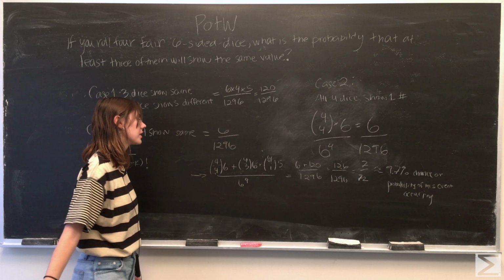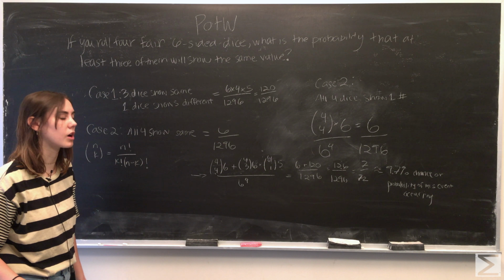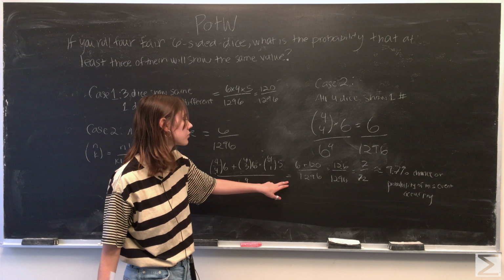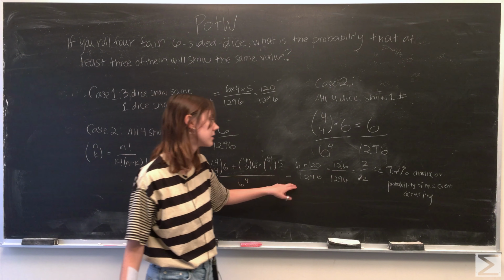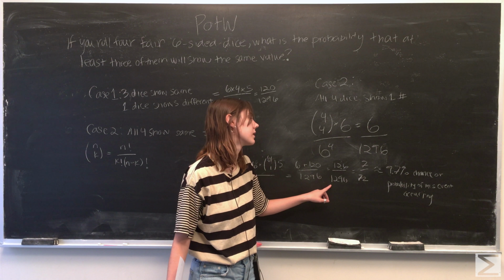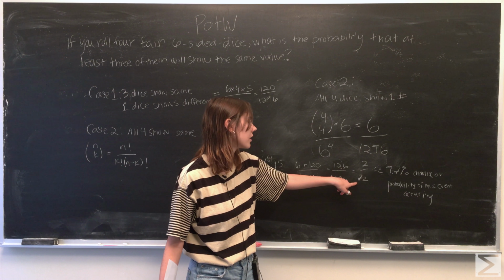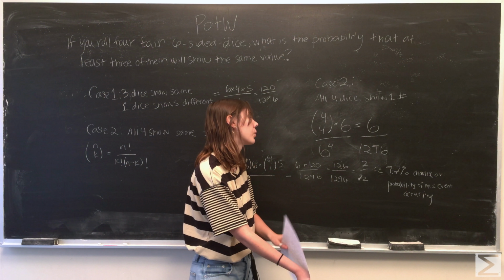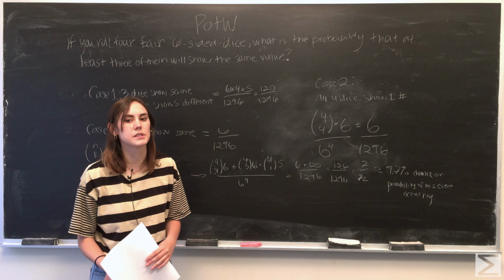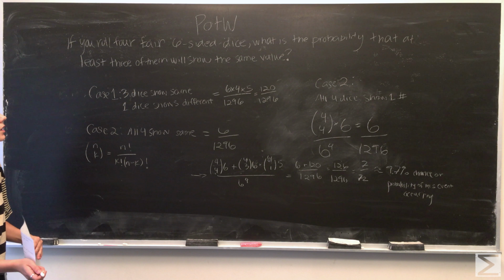So putting both of these together, what we get is 4 choose 4 times 6 plus 4 choose 3 times 6 times 4 choose 1 times 5 over 6 to the 4th, which simplified turns out to be 6 plus 120 over 1,296, and simplified even more, 126 over 1,296, and breaking that down, it turns into 7 over 72, which is about 9.7%. So there's about a 9.7% chance or probability of this event occurring that at least 3 of the 4 fair 6-sided dice will show the same value.